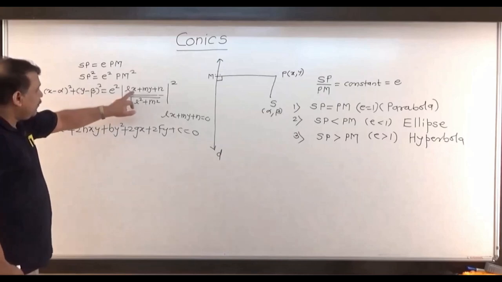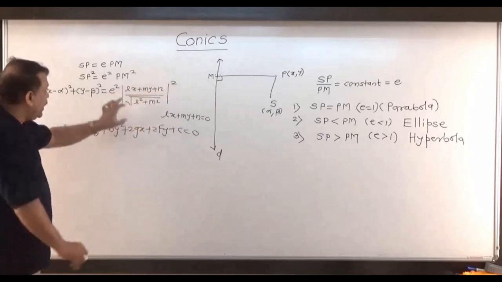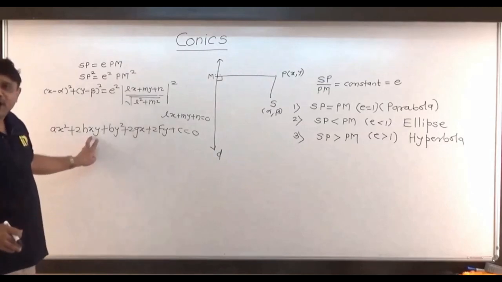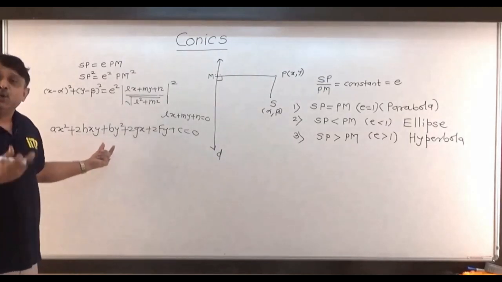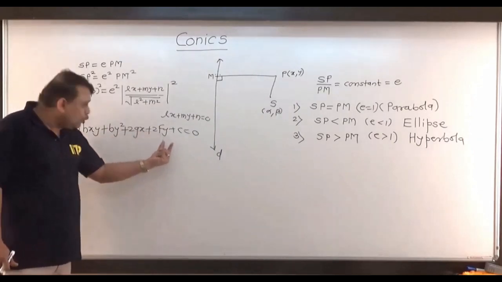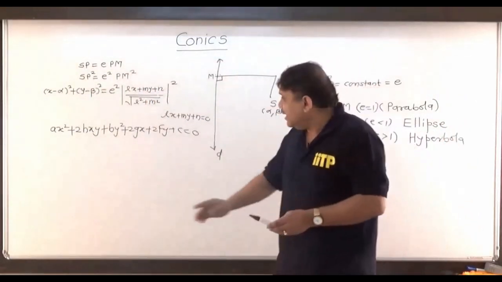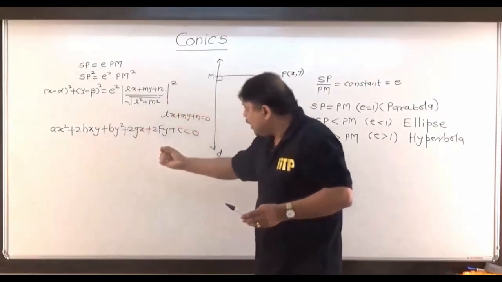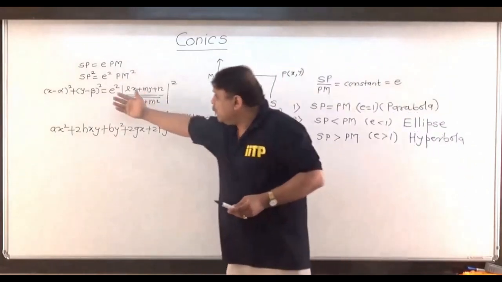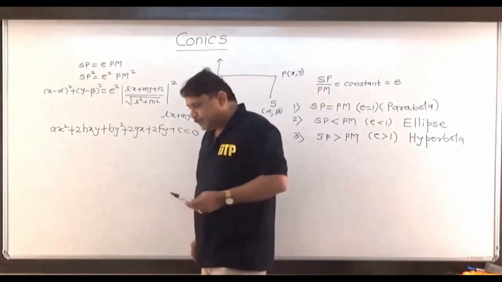Here x square I am getting with L square x square into E square and the root of L square plus B square. After squaring, I am getting some coefficient of x square, I am calling it A. Some coefficient of xy I am getting, I am calling it 2h for convenience. I am getting some coefficient of y square, some coefficient of x, some coefficient of y and a constant term. So all such things are denoted by these constants A, 2h, B, 2g, 2f and c, and we can write the above equation in this form, which is called the general equation of the conic.